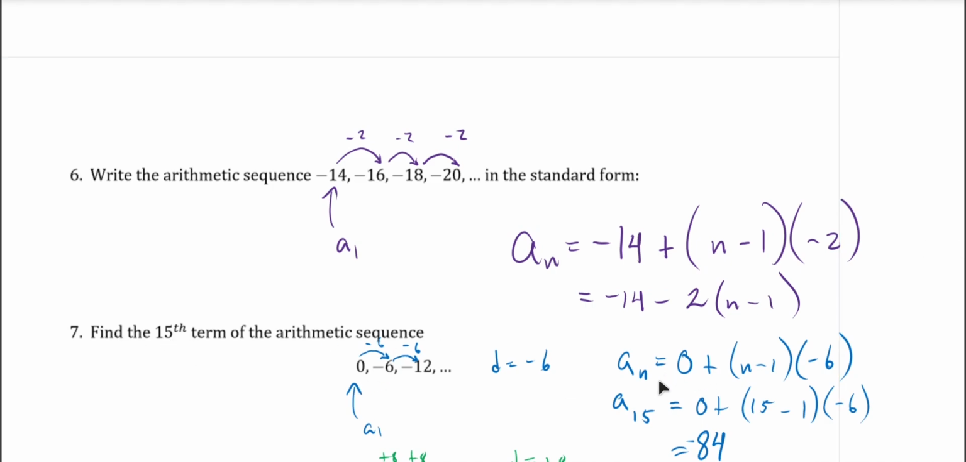Now, an advantage of getting things into this standard form is that if we want to know the 15th term, we just have to change n to 15. Here, we're given that a1 is 0, and that we're going down by 6 each time, so d is minus 6. Plugging in 15 into this expression, we evaluate to minus 84.